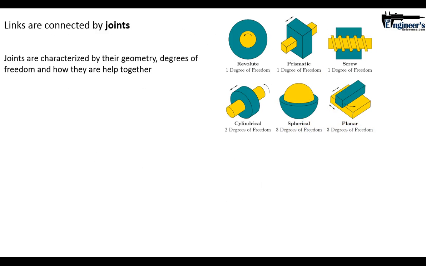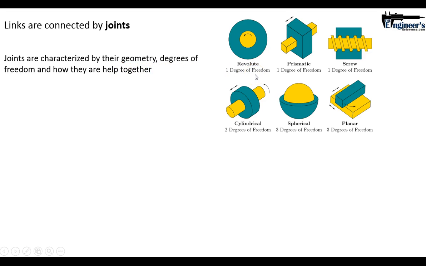And those things were called joints. So links are connected by joints. That also reduces the degrees of freedom. The joints help dictate what that degree of freedom is going to be. Joints are characterized by their geometry and the degrees of freedom. Each one of those rigid bodies being connected together by joints, their degrees of freedom are dictated by the nature of the joints that they have and how they are held together.